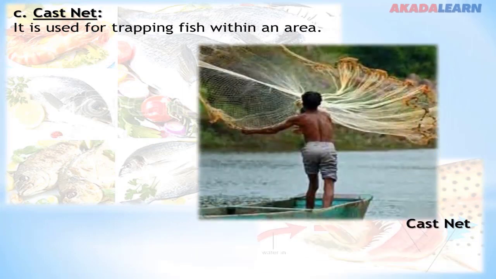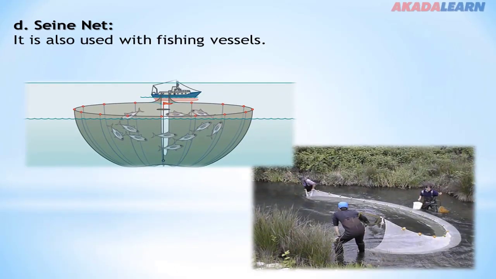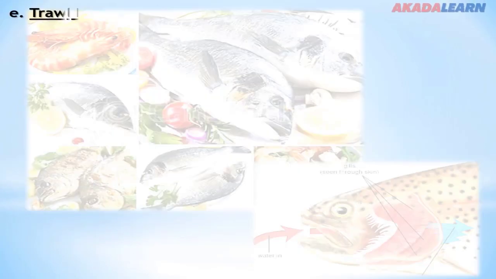Then we have the cast net. It is used for trapping fish within an area. We now have the seine net. This net can also be used with the fishing vessel. Then we have the trawl net. The trawl net is used in seas and oceans by a fish vessel called a trawler to catch a large quantity of fish at a time.